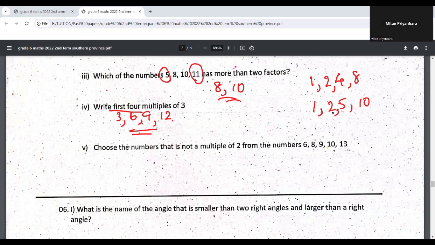Right. So choose the number that is not a multiple of 2 from the numbers 6, 8, 9, 10, 13. If it is not a multiple of 2, that number cannot be divided by 2. And you know that 6 can be divided by 2, 8 can be divided by 2, 10 can be divided by 2, and 9 and 13 are not divisible by 2. So 9 and 13 are not multiples of 2, right?